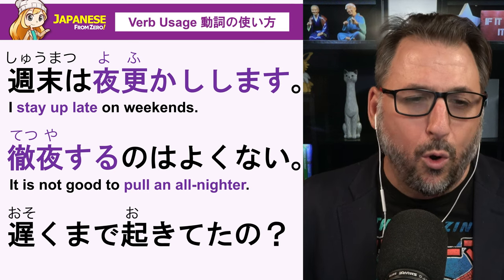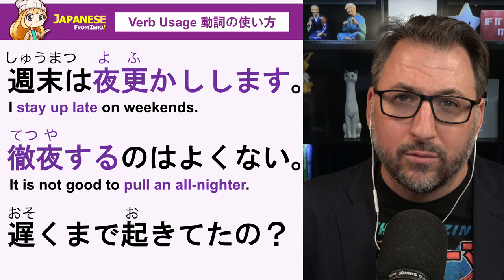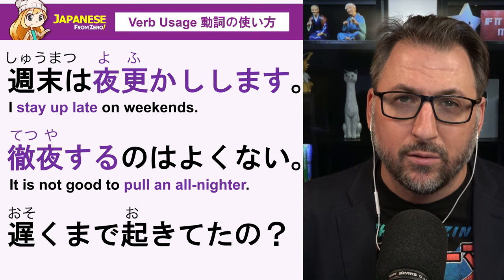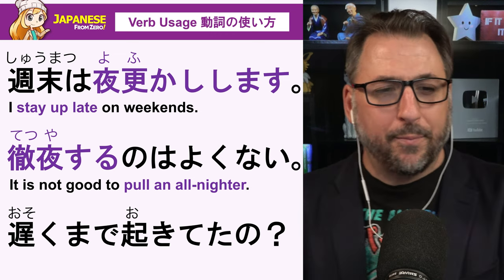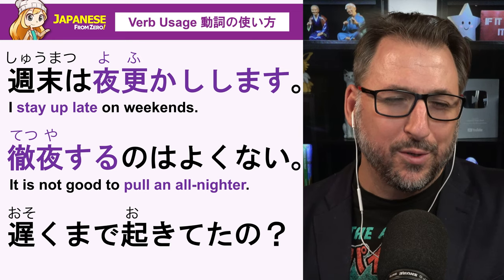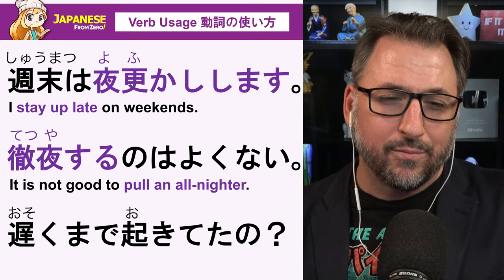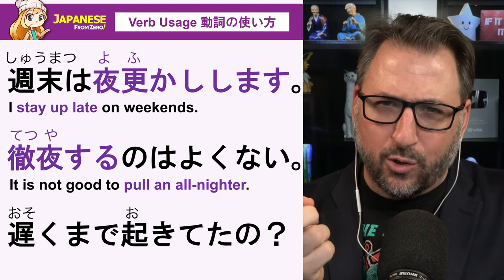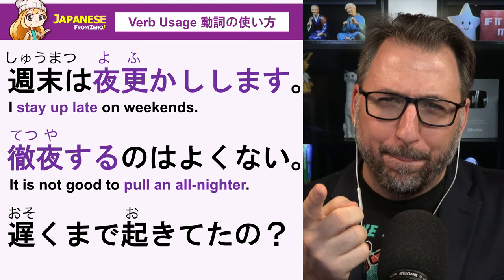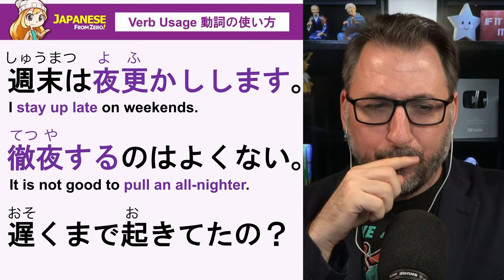Osoku made okitetano? What does that mean? I like how the hard sentence is at the bottom. Osoku made okitetano? Now, this is a question, right? What's the pronoun? You. Were you up late? Now, why are we saying okiteta?